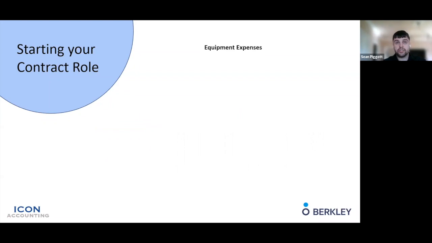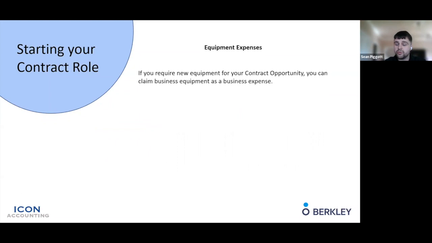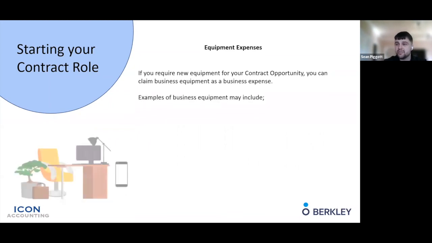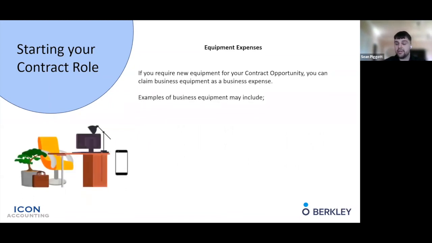I suppose moving on then, apart from actually physically getting to your new contract location, there's also the other side of things. What are you going to need to bring with you? If you need new equipment as a result of your contract opportunity, you can claim business equipment as an expense. Examples can be anything from a phone, a laptop.